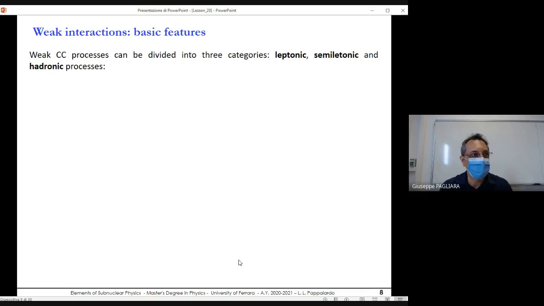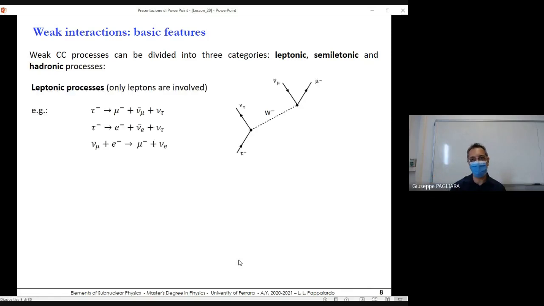Still some more gossip about weak interactions. Charged current processes can be divided into 3 categories: leptonic processes, semi-leptonic, and hadronic. And you see here some examples.